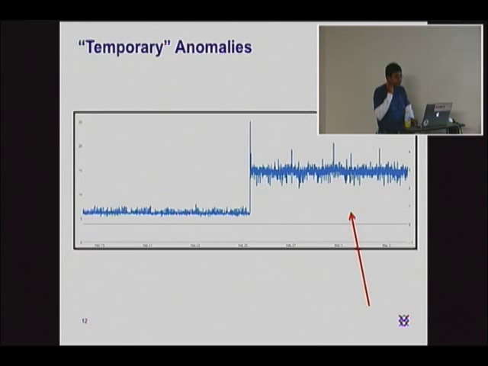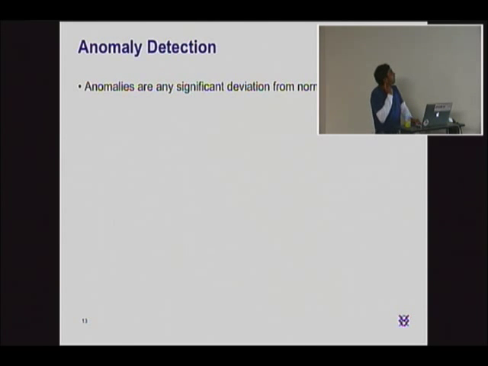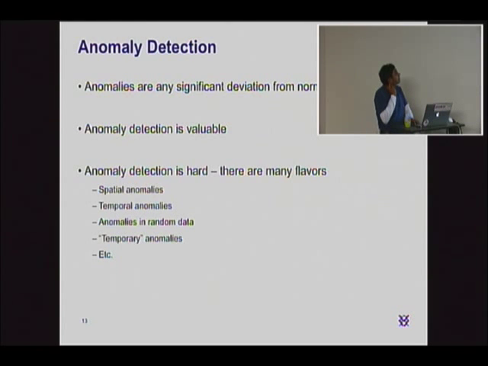Just to recap, anomalies we're defining as any significant deviation from normal behavior. Anomaly detection is extremely valuable in this area, and it's hard to do well. There are many flavors of anomaly detection, as I went over: spatial anomalies, temporal anomalies, changes in randomness, temporary stuff where you have to adjust to a new normal. So all of these kinds of things have to be handled.